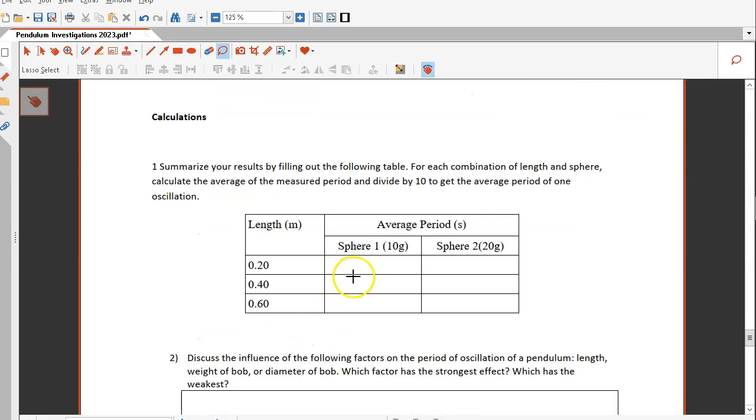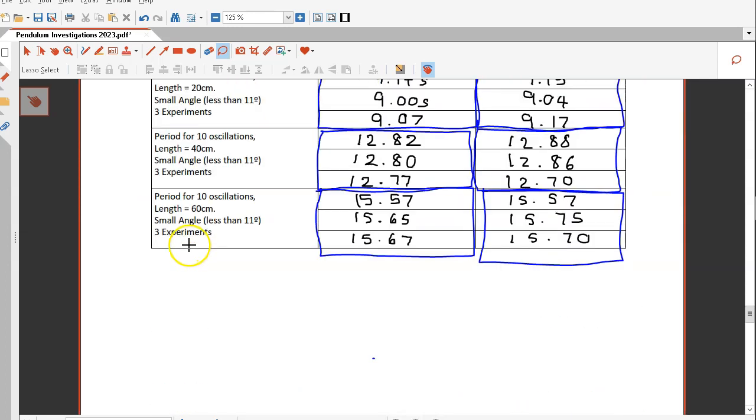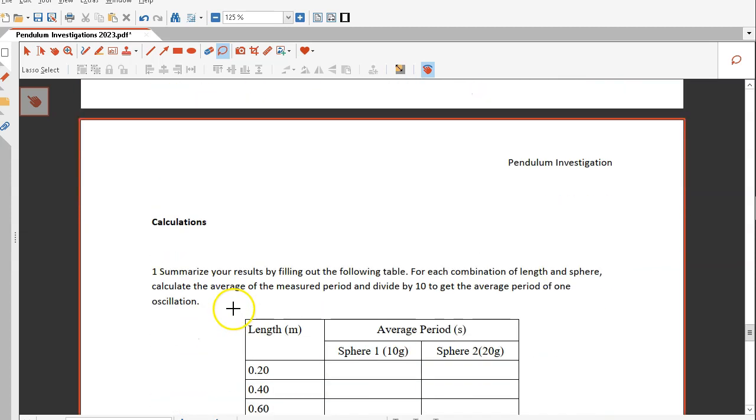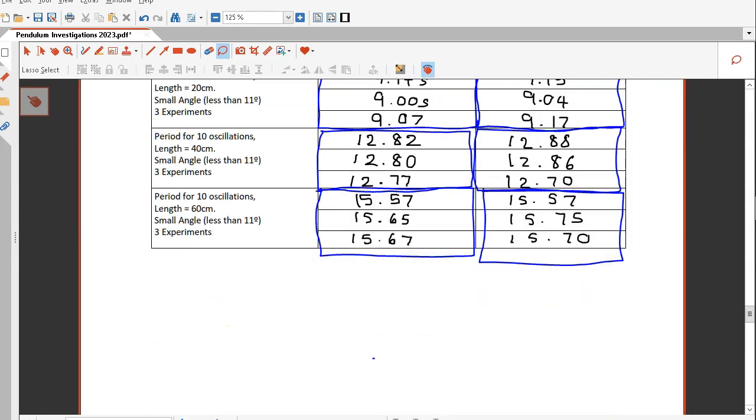In this next part, what we're going to do is to calculate the average period for each length for each sphere. The way we do that is we calculate the average of the measured period and divide by 10 to get the average period of one oscillation. We divide by 10 because these times represent the times for 10 oscillations, and we just want the times for one oscillation. Okay, so let's see how to do that.